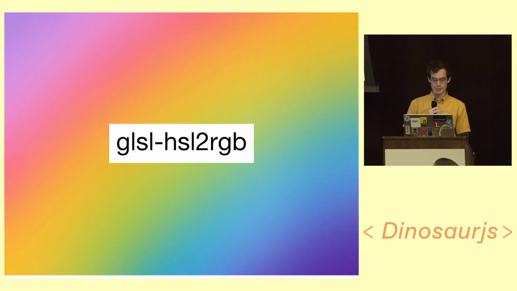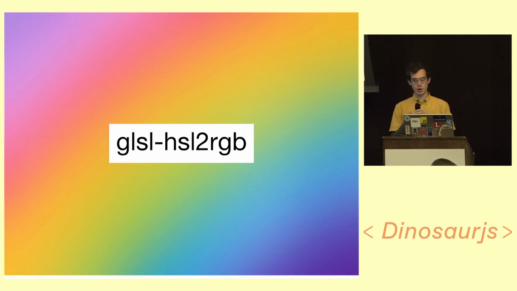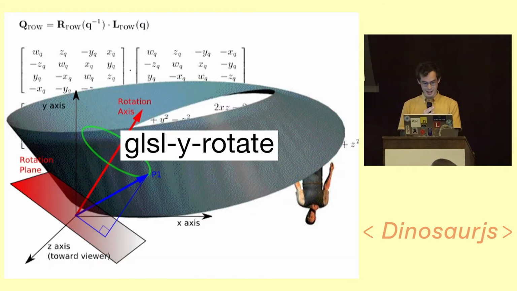So it's Pride Month. You can install HSL to RGB. HSL is a color space like RGB, but the H, S, and L are hue, saturation, and lightness instead of R, G, and B. So you can basically sweep through the hue space and barf rainbows all over the place and have fun that way. This one's really fun to animate.